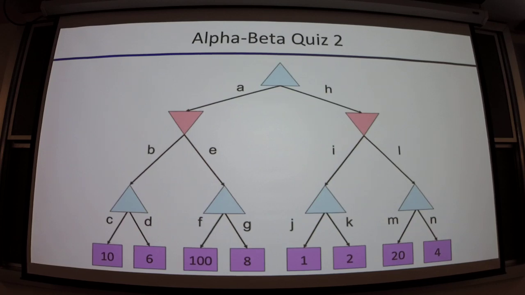Why don't we take 4 of our remaining 10 minutes and feel free to discuss among yourselves. And let's tell me which of these edges can be pruned in this example.